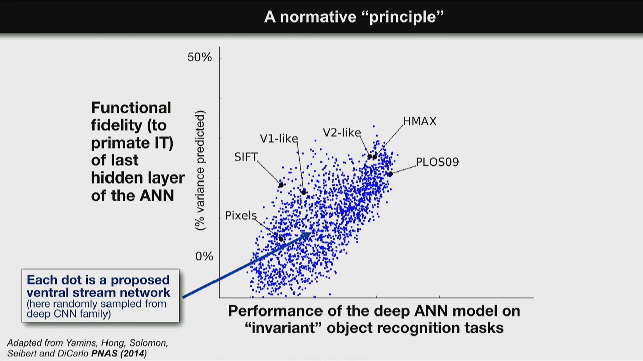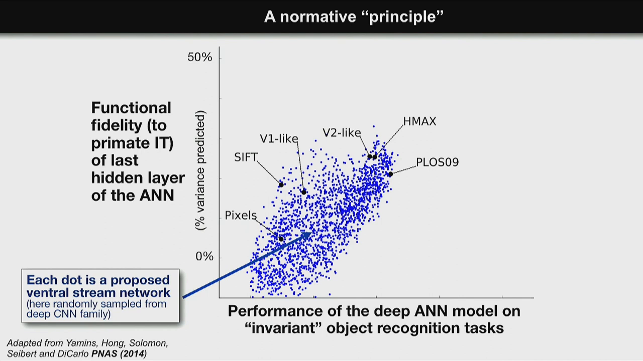What I'm plotting for you, and the blacks are examples of existing models. I mentioned HMAX, PLOS09 was a model we built with that GPU optimization I referred to. These were other models that existed as control references for us. Here is performance on that invariant object recognition task that I mentioned that we thought was important to this part of the brain. This is a behavioral level measurement, just how good are you in an absolute sense? Not do you match the behavioral patterns, just how good are you?